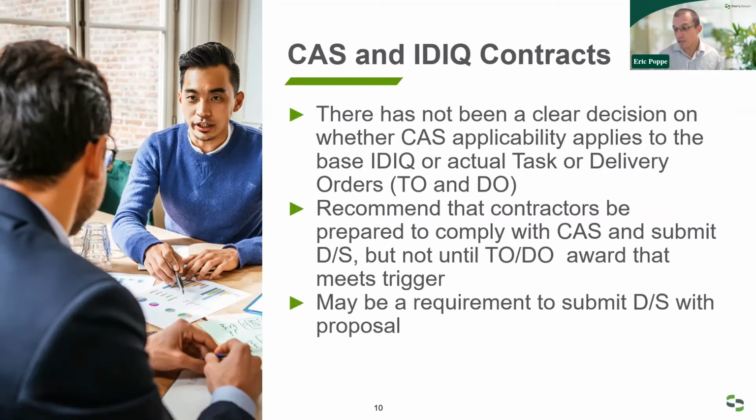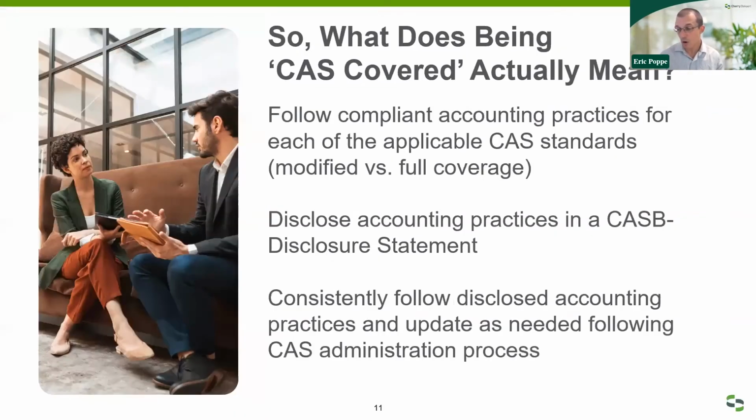So what does it mean if you actually are CAS covered? What it means is that you are defining your cost accounting practices and stating that you're compliant with the applicable CAS standards. And again, there's full coverage. With that, you're disclosing those accounting practices to the government as part of the CAS DS-1 disclosure statement. And the big piece of it is consistency.